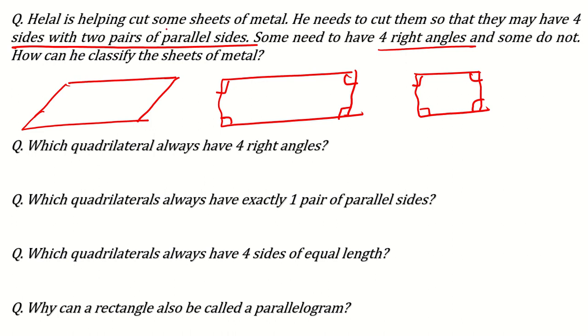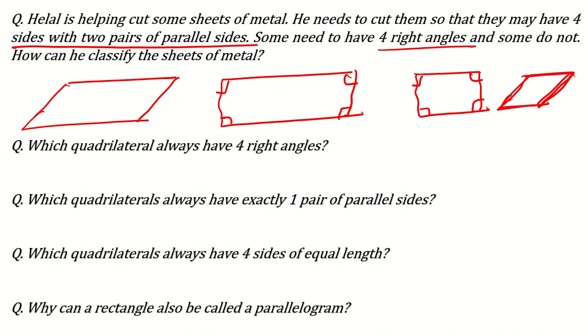Yes, let's read the question again. Hilal is helping cut some sheets of metal. He needs to cut them so that they may have four sides with two pairs of parallel sides. Some need to have four right angles and some do not. Okay, no problem. So, it can be a rhombus as well. Okay, so these are the four possibilities he can have.